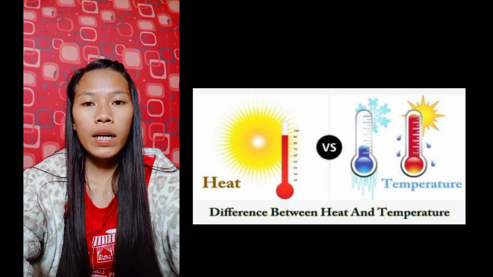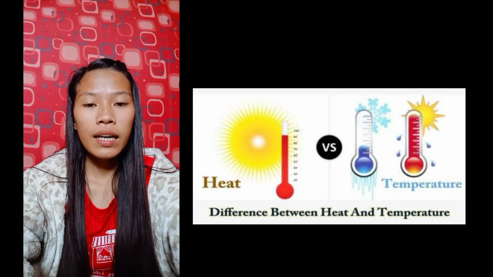So the fifth one is the difference between heat and temperature. It is very important to understand the difference between heat and temperature involved in a fire situation. Thermal energy relates to the average energy that is stored or contained in the molecules of a material. At the molecular level, it relates to the kinetic energy of the atoms, molecules, and ions in the material.